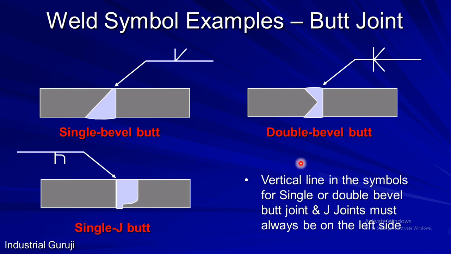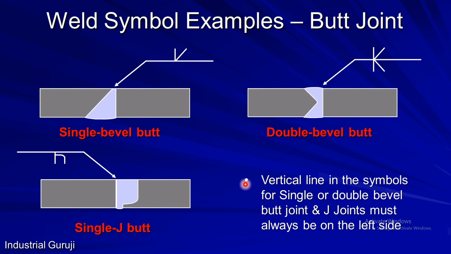This is single bevel joint on other side. So the elementary symbol for single bevel joint is shown above the reference line. This is double bevel joint, so the symbol is shown like this. Here also single J butt joint is shown, but on another side. So the elementary symbol for single J is shown below the reference line.